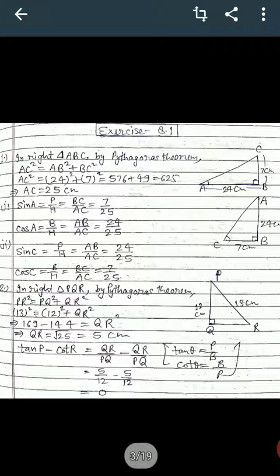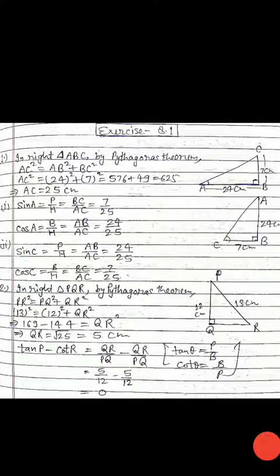Now second part, we have to find sin C, that is P upon H. For angle C, perpendicular is AB and hypotenuse is AC, so AB upon AC. The value of AB is 24 and the value of AC is 25. So sin C equals 24 upon 25. Now cos C equals B upon H. For angle C, base is BC. So BC upon AC, that is 7 upon 25.